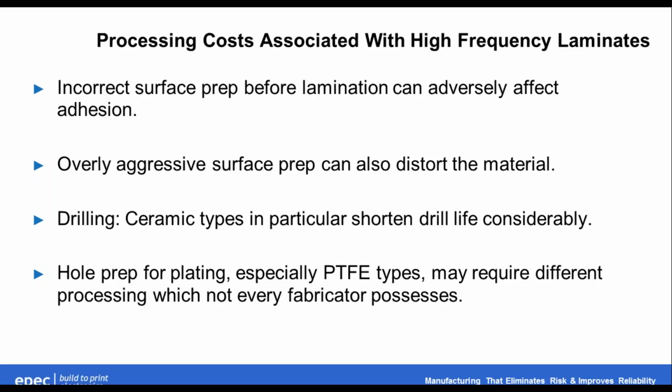There are also processing costs associated with these high-frequency laminates. Some of them have to do with additional scrap that can be generated if you don't know how to handle it properly, and some of them are just extra processing or extra equipment that you need to process certain steps the right way. So one problem that can cause scrap is incorrect surface prep before lamination. That can adversely affect adhesion. Sometimes that would be like scrubbing the surface so that you've actually polished it too smooth. It will no longer want to stick together when you laminate it.